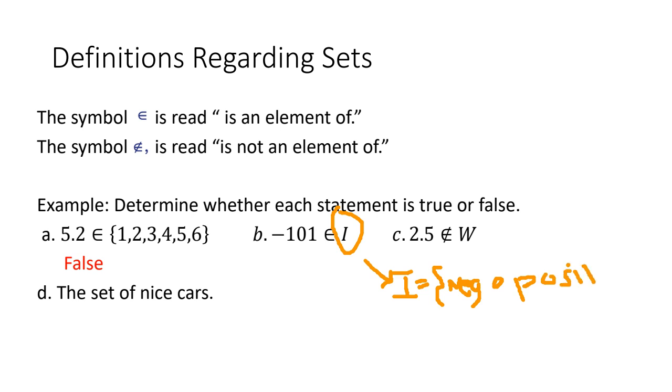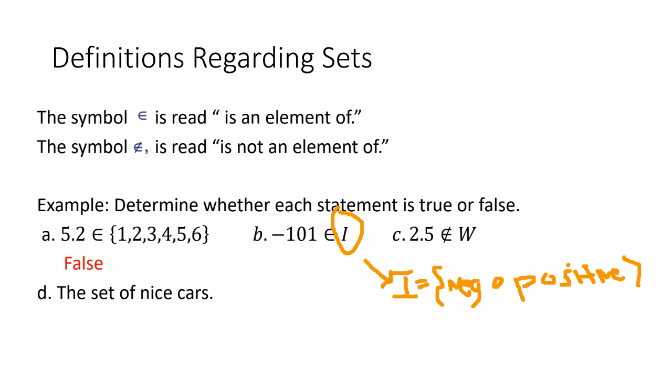The big question to answer this is: is negative 101 inside of this set? We can see that negative 101 is a negative number, and negative numbers are inside of my set I. So this one's going to be true as well.